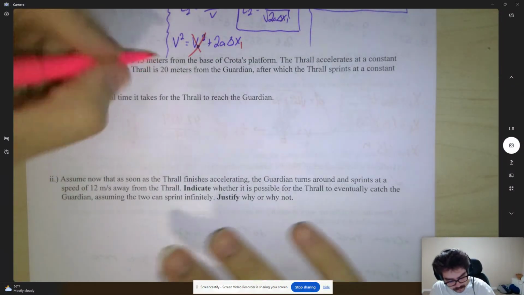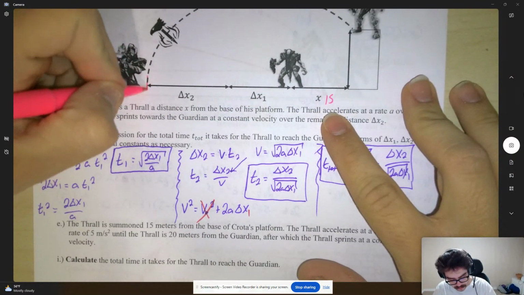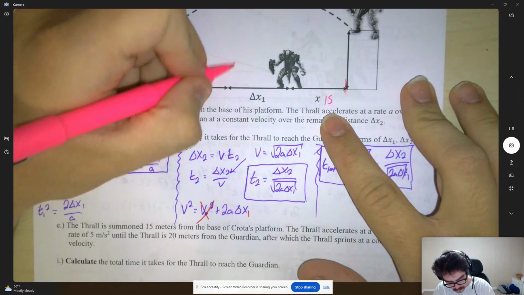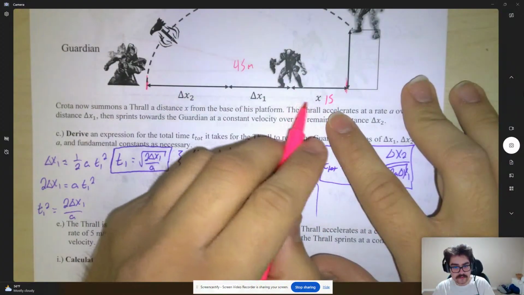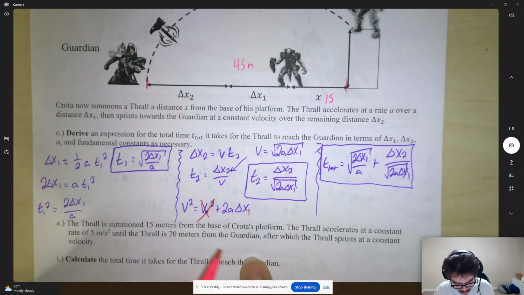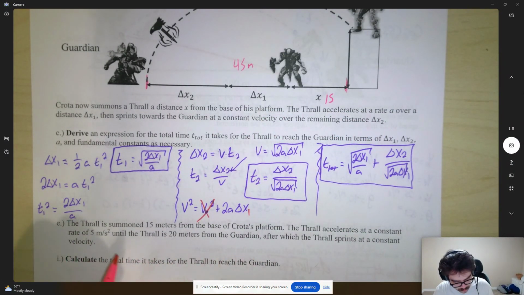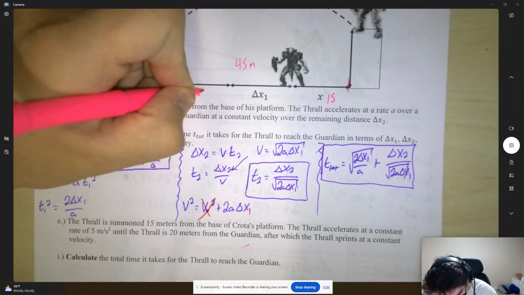15 meters, let me annotate this on the diagram. 15 meters is this. We already discovered that the entire distance here is 45. So 15 meters there is x. The thrall accelerates at a constant rate of 5 meters per second until the thrall is 20 meters from the guardian, after which the thrall sprints. 20 meters from the guardian is this delta x2 right here.